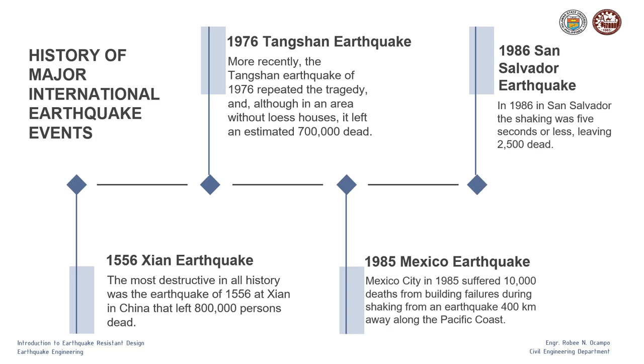After 9 years, a major earthquake event also occurred, the 1985 Mexico earthquake. Mexico City in 1985 suffered 10,000 deaths from building failures during the shaking from an earthquake 400 kilometers away along the Pacific coast. And a year after, also in this part of the world, is the 1986 San Salvador earthquake. In 1986, in San Salvador, the shaking was 5 seconds or less, leaving 2,500 dead.